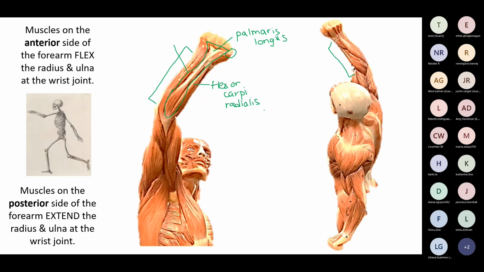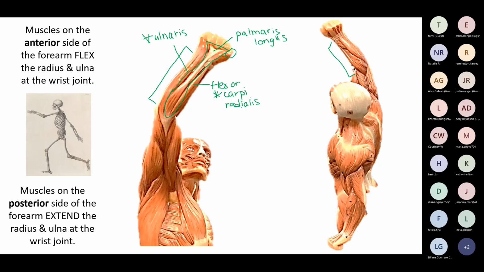Flexor carpi radialis. I don't have to memorize this muscle though. I do have to memorize palmaris. I've got to know where palmaris is. But on the radius side, right next door to palmaris, is flexor carpi radialis. On the other side is flexor carpi ulnaris, because it's on the ulna side. Again, we don't have to memorize these two. If we know where palmaris longus is, we can predict the location of its neighbors.